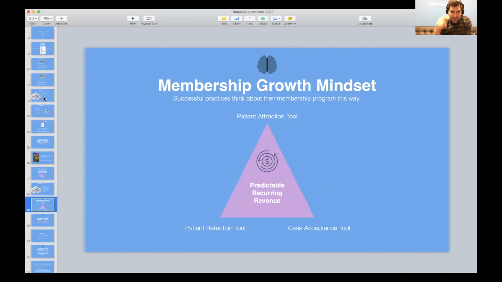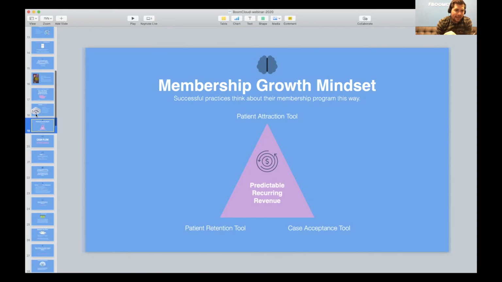So think of a membership program. The practices that think this way grow their membership program and are more successful. They think of it as a marketing tool, a patient retention tool, a case acceptance increase tool, and a cash flow or a predictable recurring revenue tool.